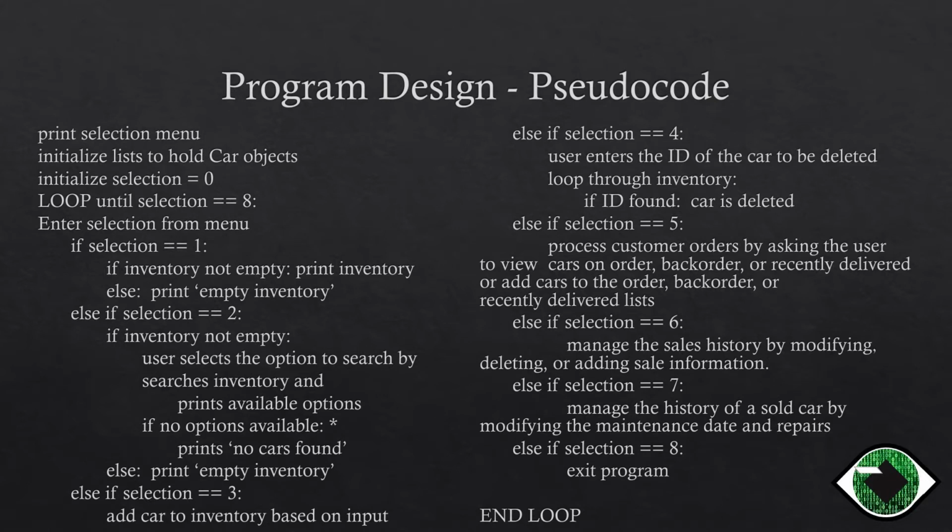Shown is the pseudocode for our vehicle tracking system. When the program starts, the selection menu will be shown to the user and the list for the inventories will be initialized. The user will input an integer selection between 1 and 8 to choose from the options menu. The first option prints out the current inventory or prints out that there is no inventory available.